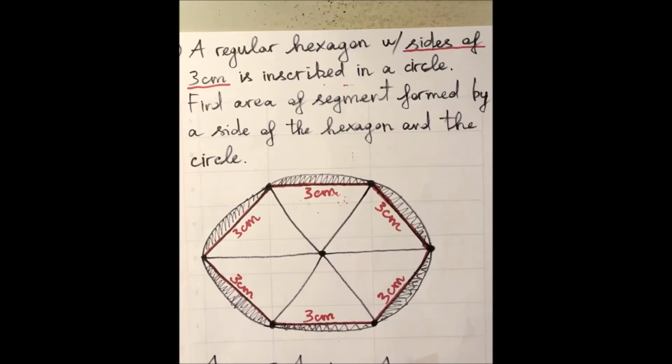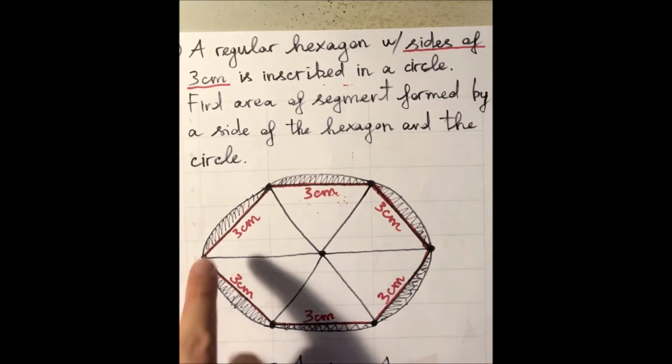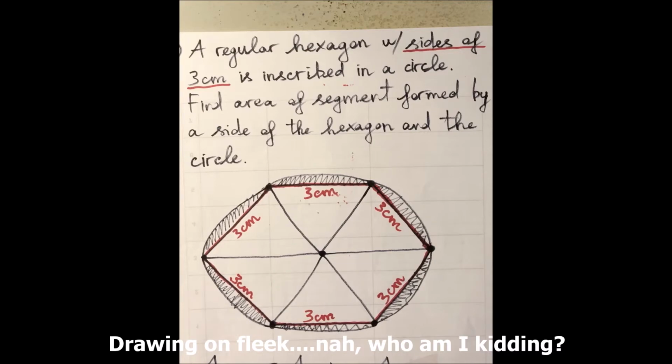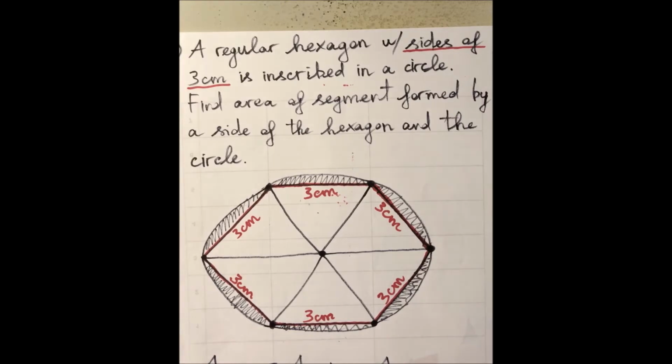Alright, this is example 2 of finding the area of a segment shaded in the black here. And we have 6 segments in this case, so we are supposed to find the area of each segment. We have a regular hexagon inscribed in a circle, and this regular hexagon has the side length of 3 centimeters, so I label all of them in the red right there.